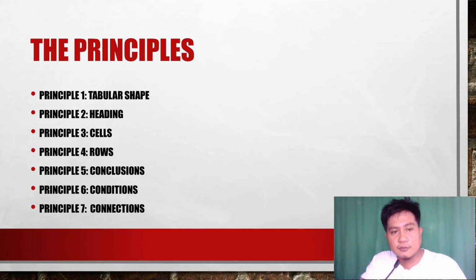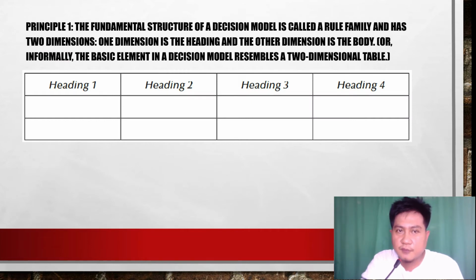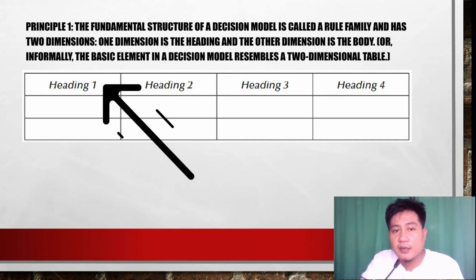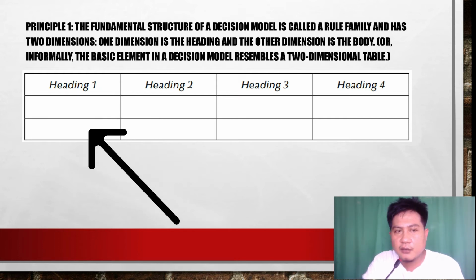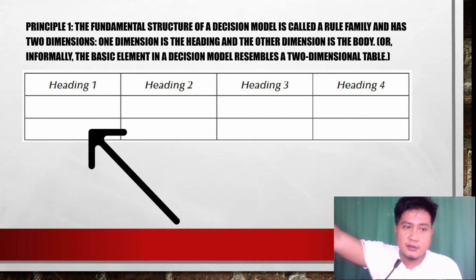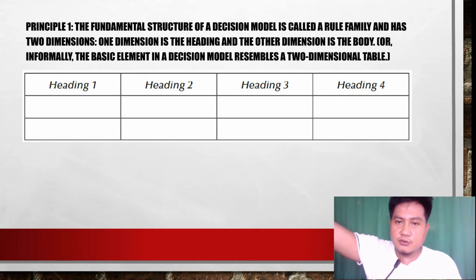So let's jump into the first principle. The fundamental structure of a decision model is called a rule family and has 2 dimensions. One dimension is the heading and the other dimension is the body, or informally, the basic element in a decision model resembles a 2-dimensional table. So as you can see in the picture, in the example.